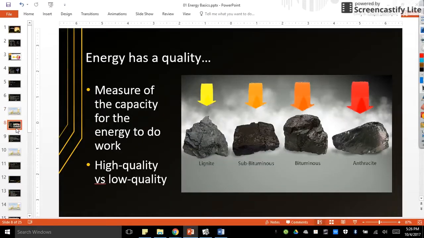So speaking of that, energy has quality, and that's going to be basically the capacity for our energy resource or anything to put out useful work. So we have high quality energy and we have low quality energy. So this is a picture of different types of coal. Anthracite is a high quality energy coal, whereas lignite is a low quality energy coal. So we're going to get a lot more work out of our anthracite than we are going to out of our lignite.